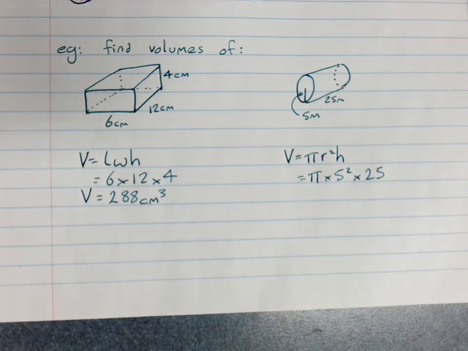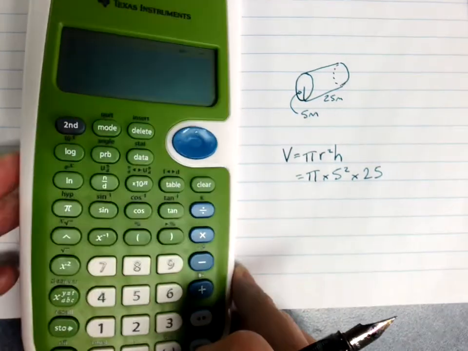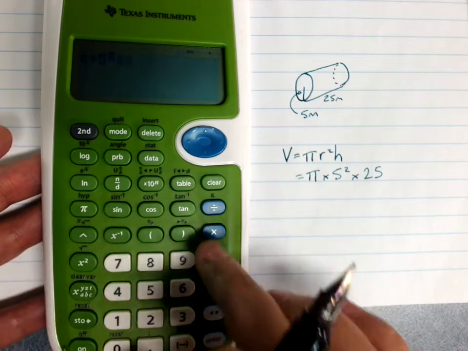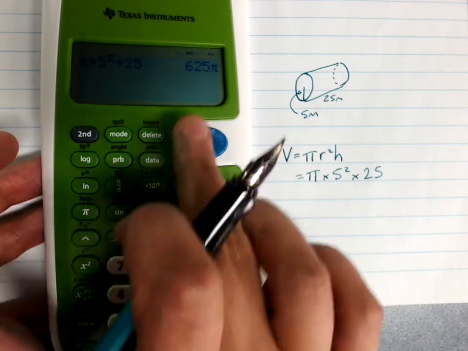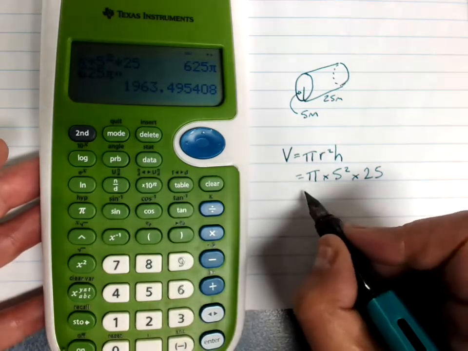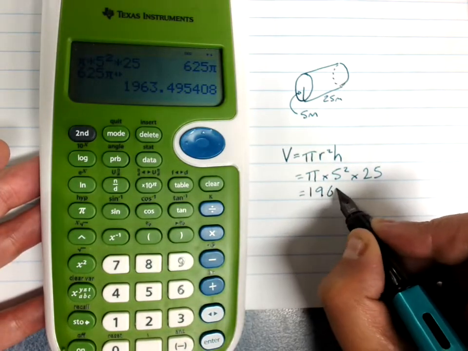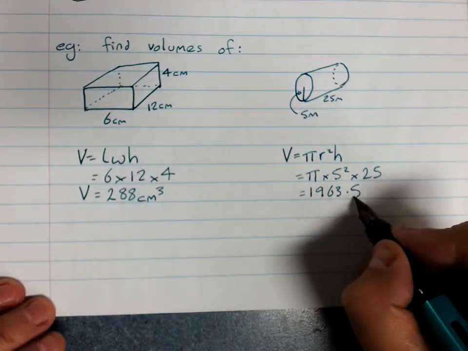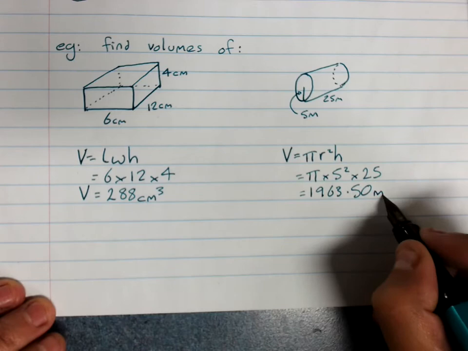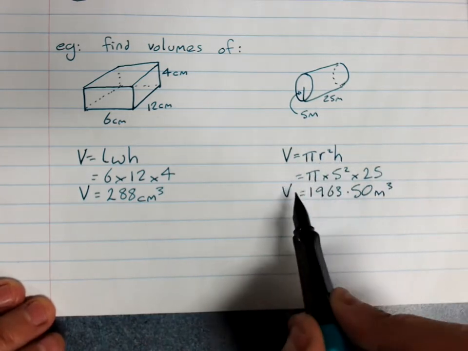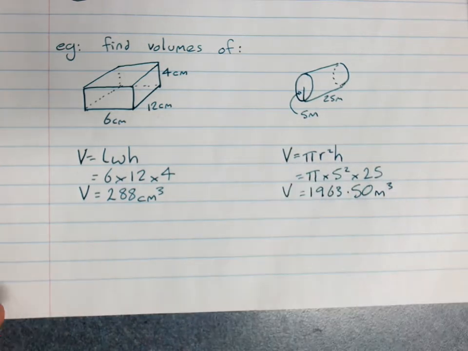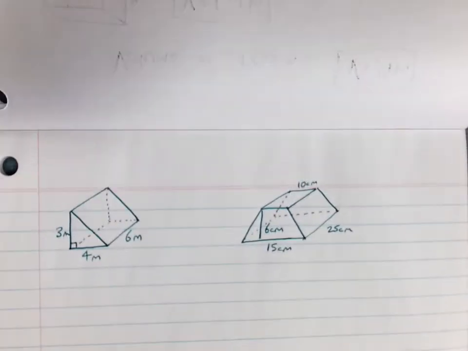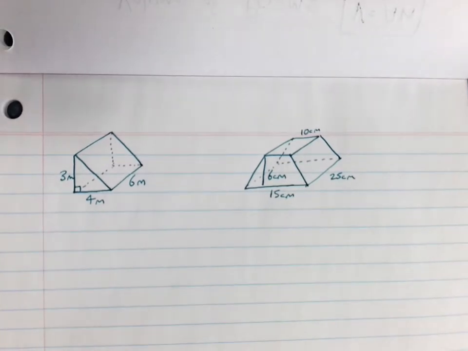Get our calculators out for this one. Pi times 5 squared times 25. Oh, scientific calculator, just hit that button there. And we are in meters cubed. So formula, working, answer, saying what it is that we're finding each time. Two more examples that might get a little harder at times.